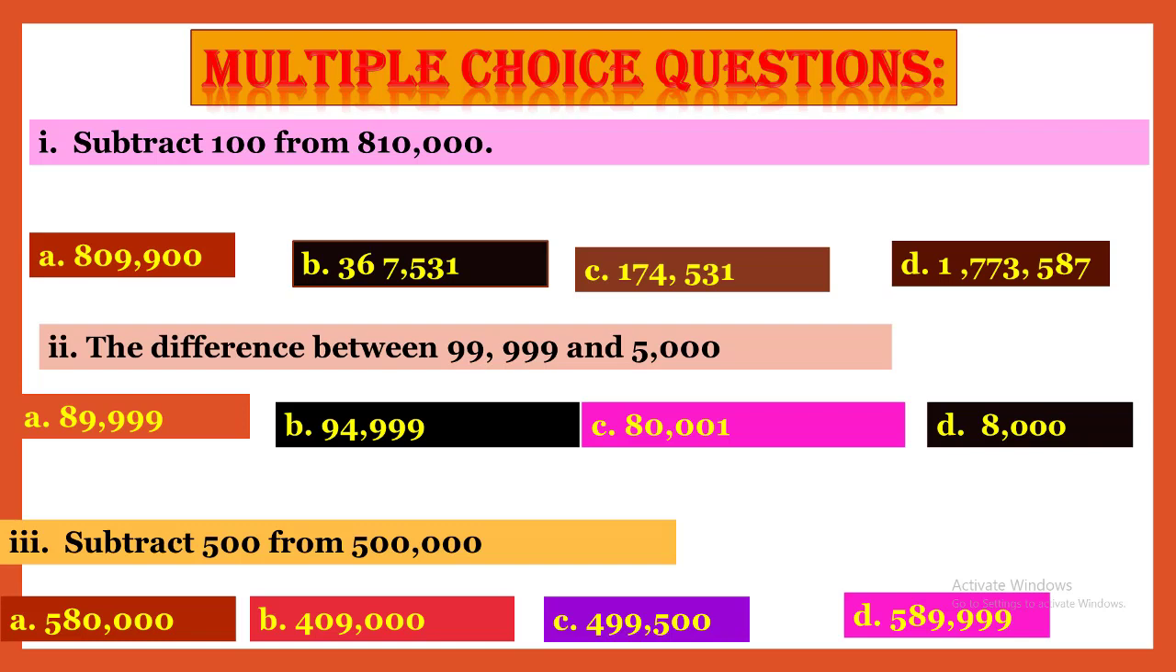The answer of first one will be the first option. Check your answer, 809,900. The answer of second one will be 94,999. And the answer of last one is 499,500. Check your answers carefully. Students, have you done your sums correctly? Very well done.